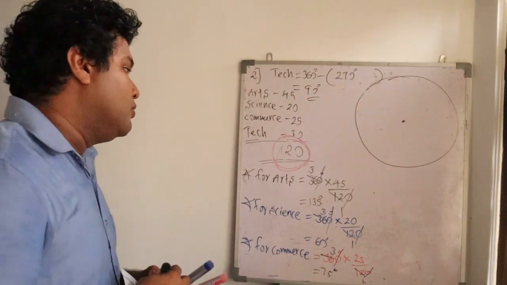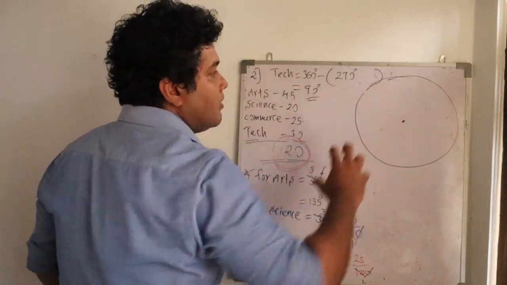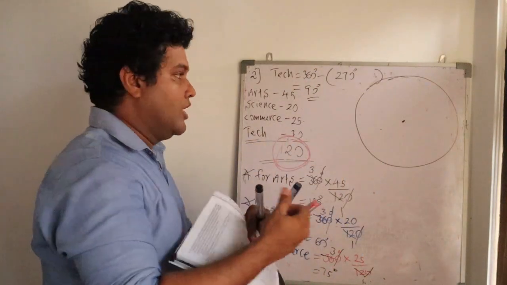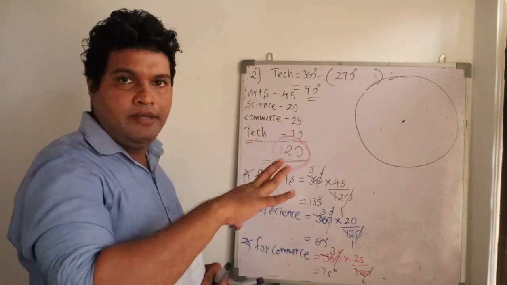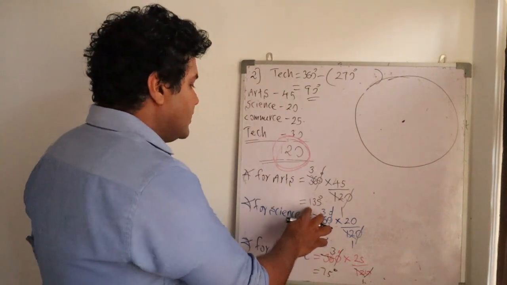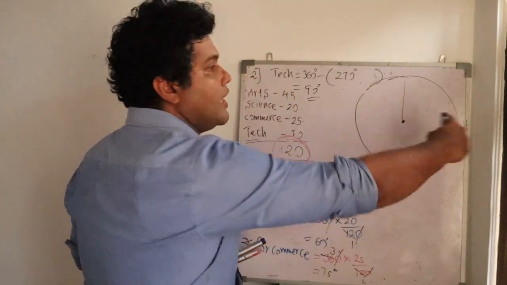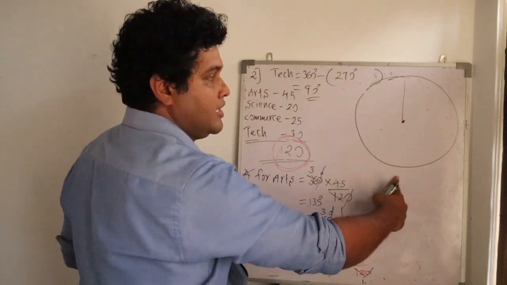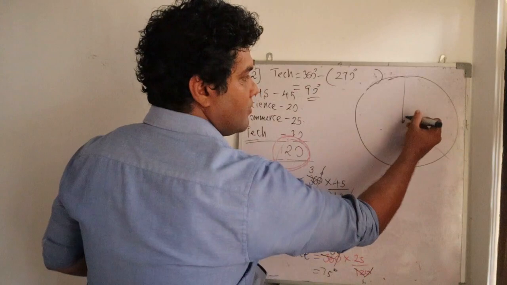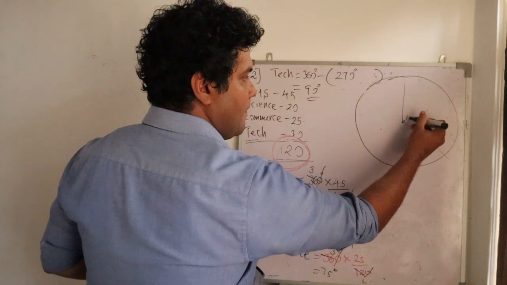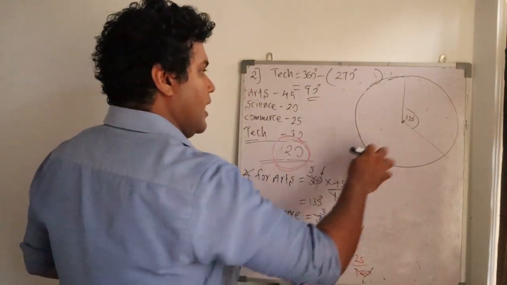Okay, now we have to illustrate these 4 pieces of information inside this pie chart. How to illustrate? The first angle we found, 135. There is no order. 135 is always more than 90, less than 180. It is between 90 and 180. This is 135, for the arts.